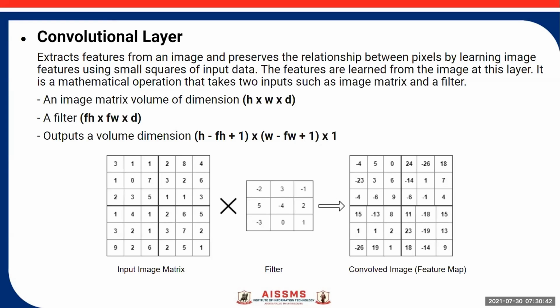So what happens here? Each part of the image is multiplied with a filter, and if it matches, it will give a positive result. If it does not match, it will give 0. So that's how features are extracted.